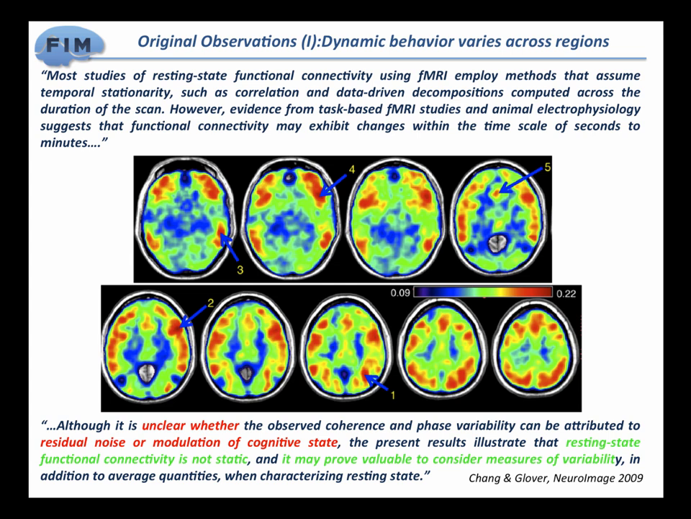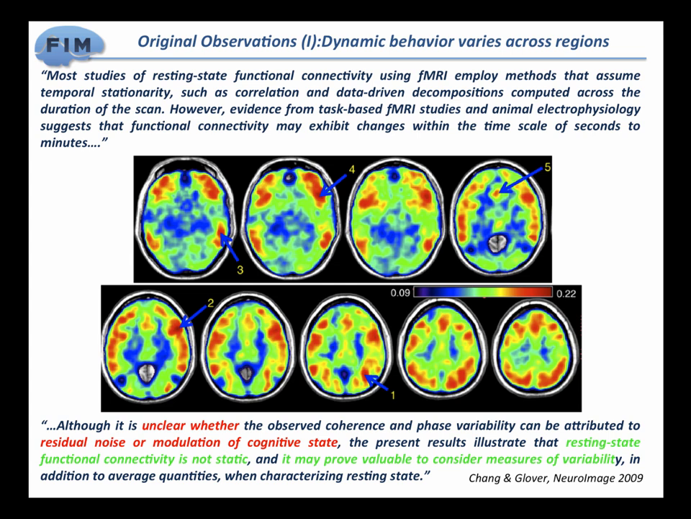What they said in this original paper, and I think it's very important, is that it's unclear whether the observed coherent or phase variability or correlation variability can be attributed to residual noise, or is truly the result of modulation of cognitive states or mental processing. So that's something important to keep in mind. We have to dig deeper. Just because we observe this doesn't mean this is telling us something about the brain. And they also illustrate in a positive way that resting state functional connectivity maybe is not static, and maybe it is valuable to consider those measures of variability. So they really hint at everything that the field is these days.